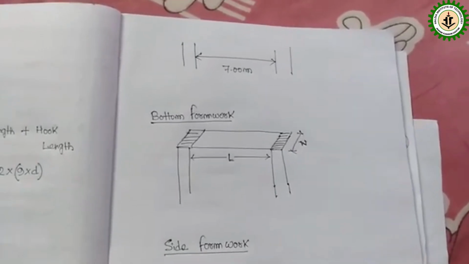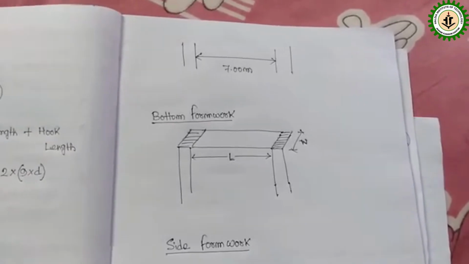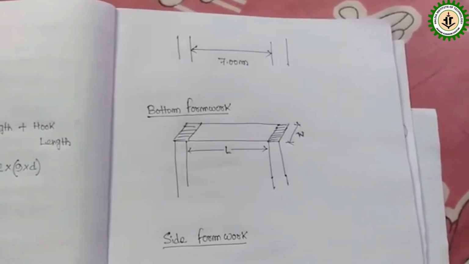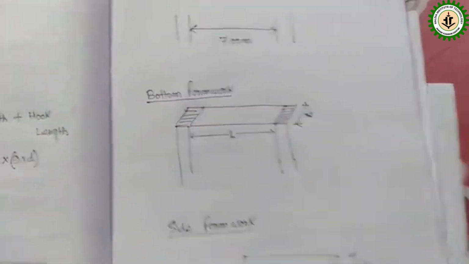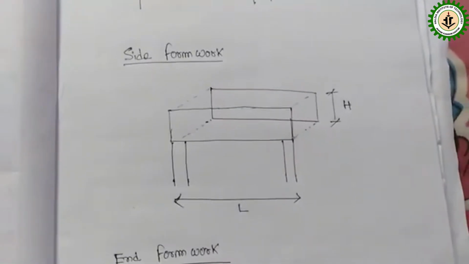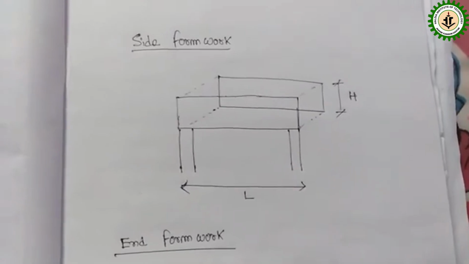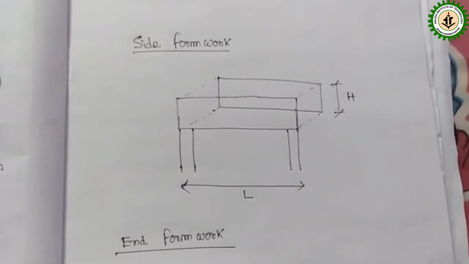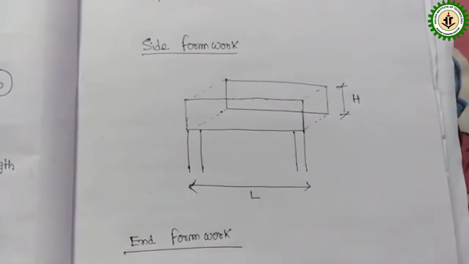So the area will be length into breadth or width. So it will be 7 into 0.3, that is coming 2.10 meter square. Next we have to provide formwork for both sides. Here we have to consider length and height of the beam for area calculation.